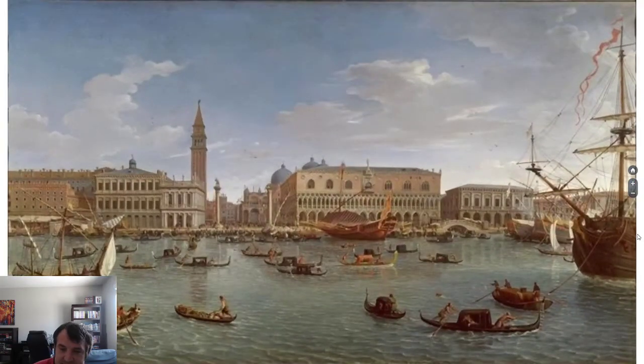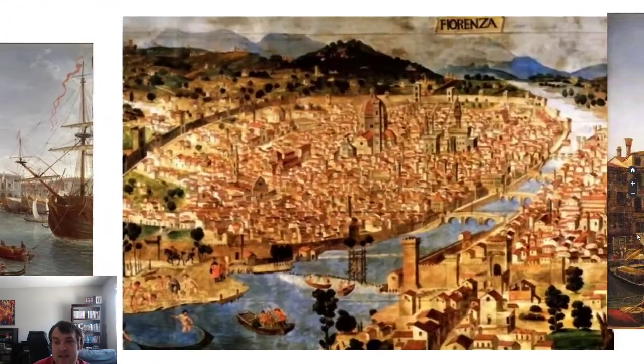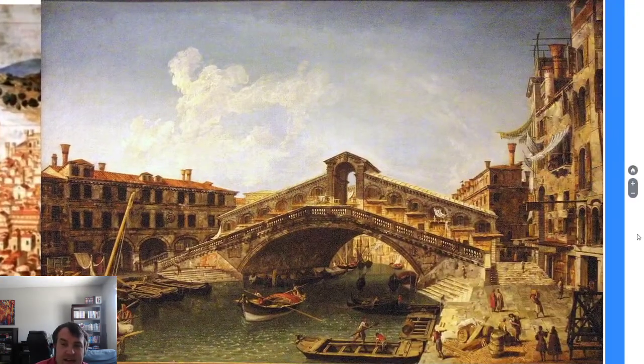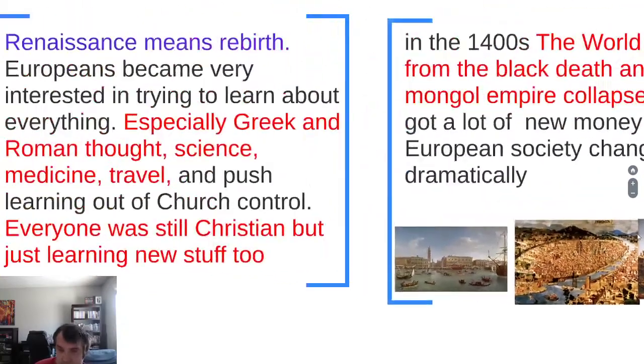This is the city of Venice, Italy. I've been there. It's a super cool place. This is the city of Florence. They got that big old church in the middle. It's still there. And this is another part of Venice, the Grand Canal.